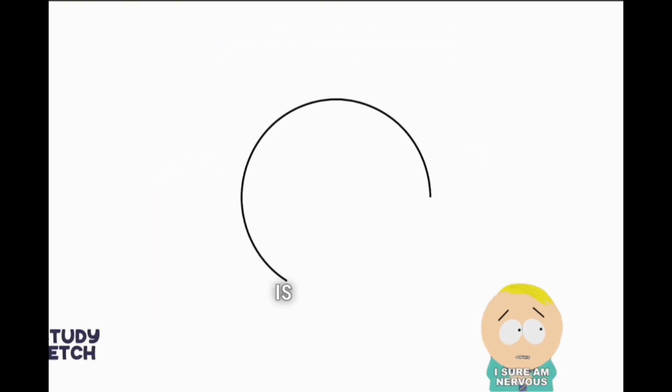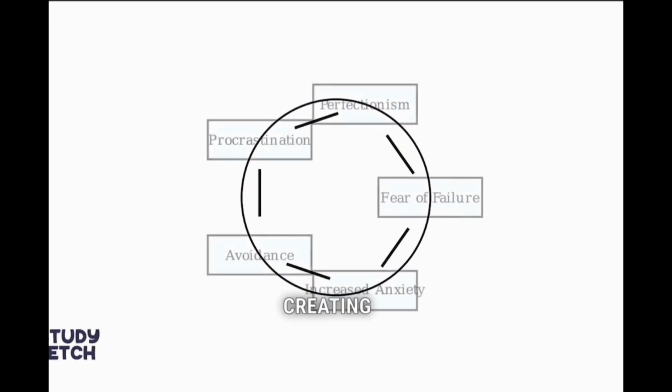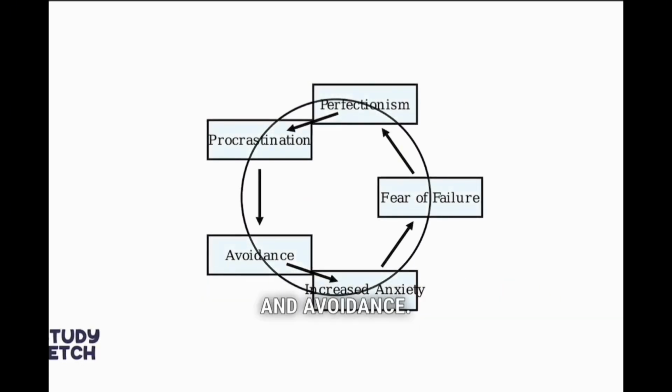The anxious engineer is paralyzed by fear of failure, creating a cycle of perfectionism and avoidance.